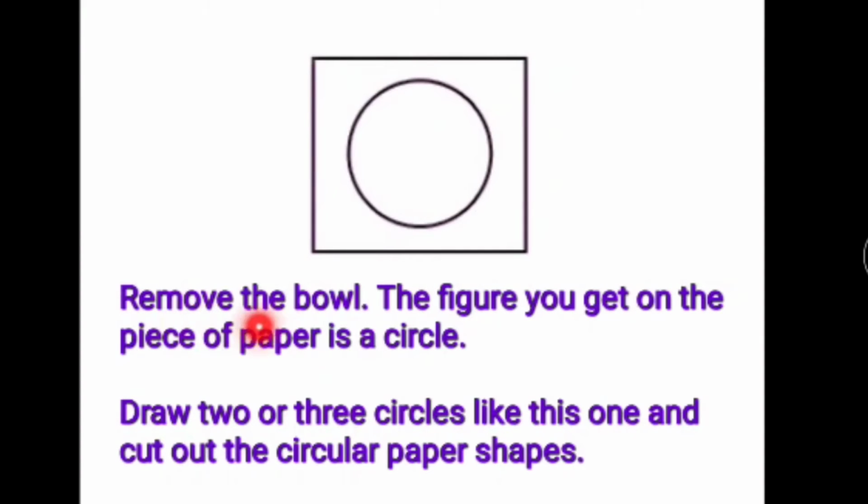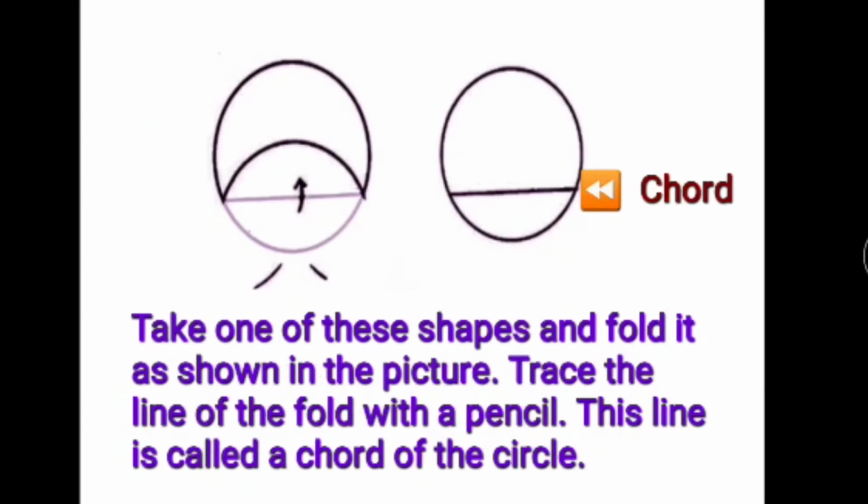After that, remove the ball. The figure you get on the piece of paper is a circle. This is a circle. Draw 2 or 3 circles like this one and cut out the circular paper shapes. Now take one of these shapes and fold it as shown in the picture. Trace the line of the fold with the pencil.